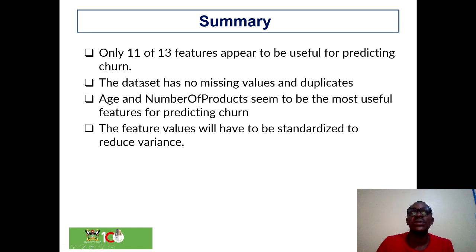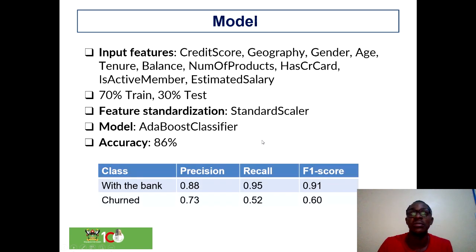So in conclusion, only 11 of the features in the dataset appear to be useful for churn, and we did not have any missing values in this dataset. Age and number of products seem to be the most useful features. We also noted that the feature values have to be standardized in order to reduce variance in our modeling.